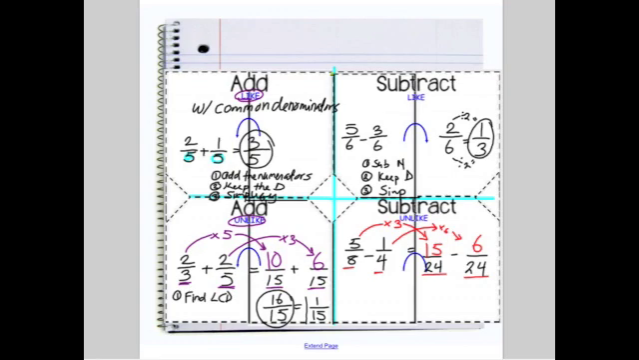Now, again, I'm in a situation where I have common denominators, so I'm just going to solve. 15 minus 6 is 9 over 24. I can simplify this expression by dividing each term by 3, which is a common factor. 9 divided by 3 is 3. 24 divided by 3 is 8. So my final answer is 3/8.